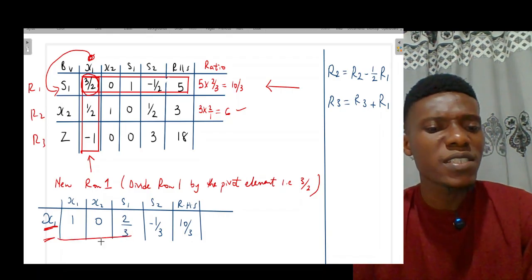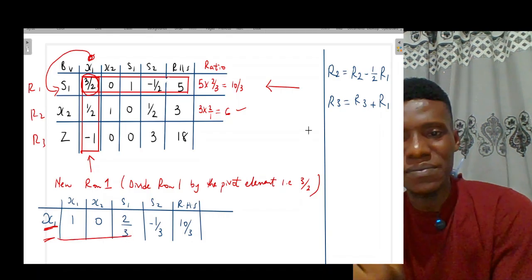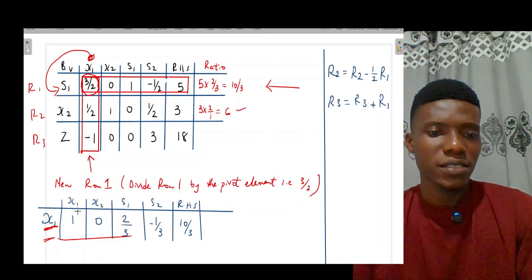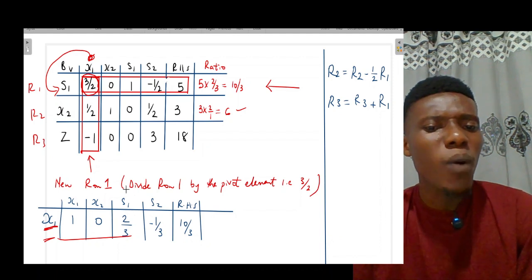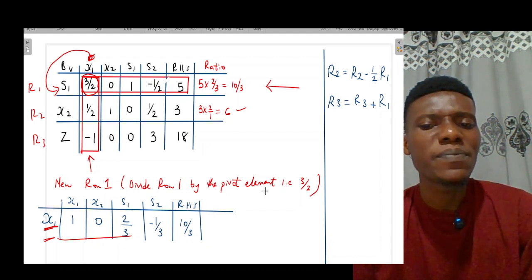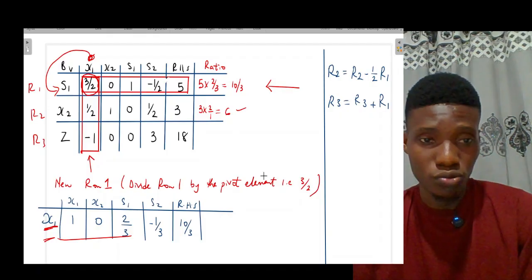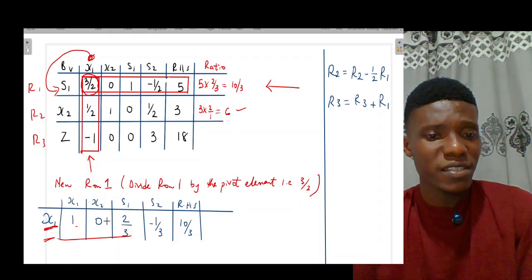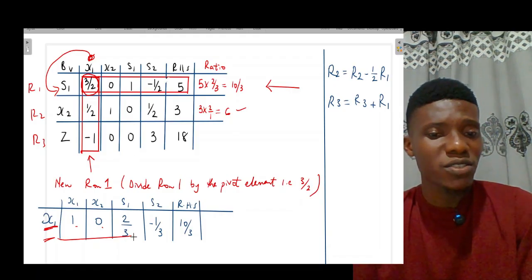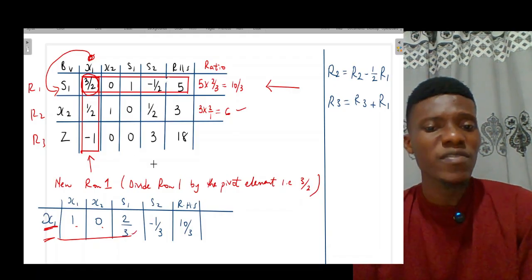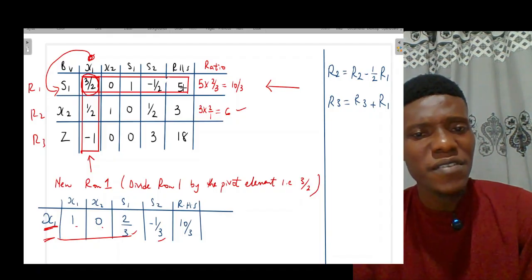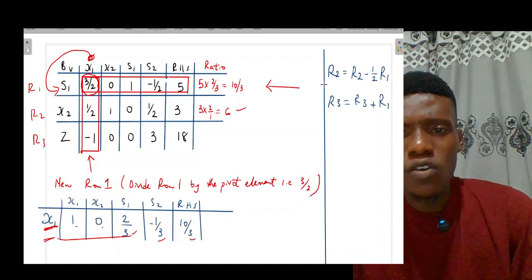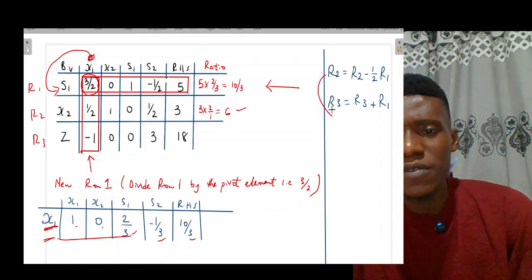So it is from this new row 1 that we generate the formula. Now, how did we get this row 1? By dividing, you see, new row 1: divide row 1 by the pivot element, which is 3 over 2. So we use 3 over 2 to divide 3 over 2 to get 1. We use 0 to divide 3 over 2 to get 0. 1 divided by 3 over 2 gives you this. Minus 1 over 2 divided by 3 over 2 gives you this. And 5 divided by 3 over 2 gives you this. So now, let's go back to the aspect of the formula generation.